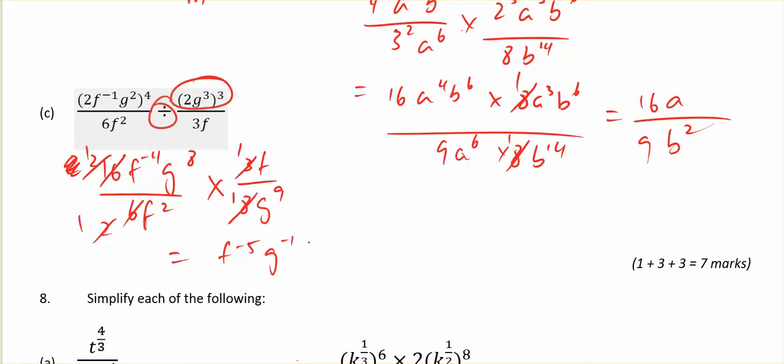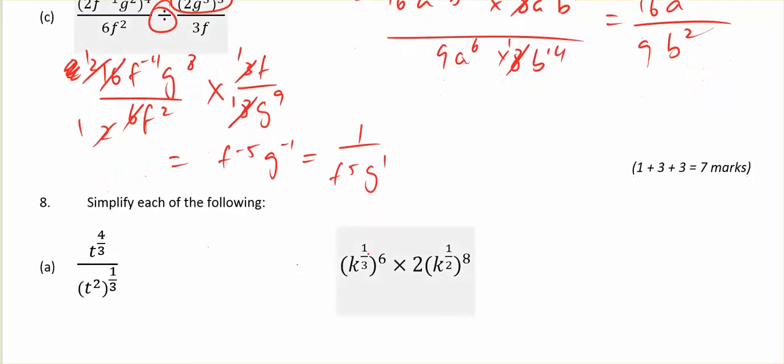Okay. And we don't have any numbers left because they've all been divided into each other. Now, since the f is a negative index, we need to change it to positive, so I'm going to move it downstairs. Now, if you've got nothing at the top, you just put 1 there, okay? So you've got g^7 over f^5, like that.